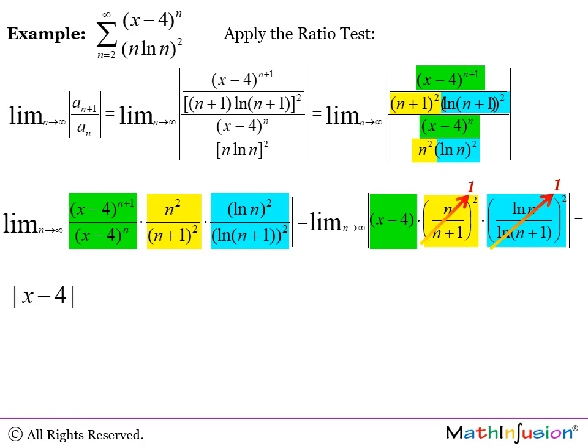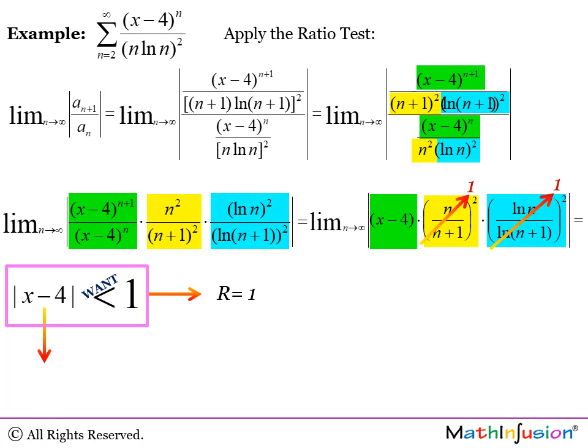And we get absolute value of x minus 4. This is like the L in the ratio test, and we want this to be less than 1. The first observation is that the radius of convergence is 1. The second is that the interval is centered at x equals 4.